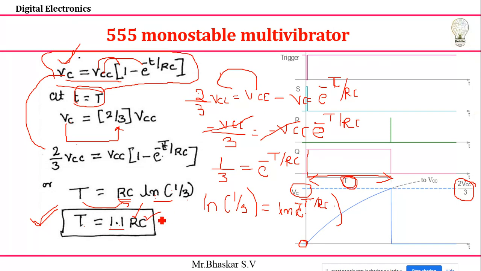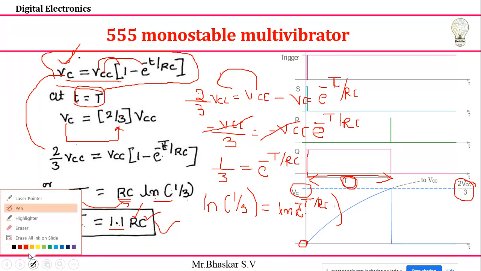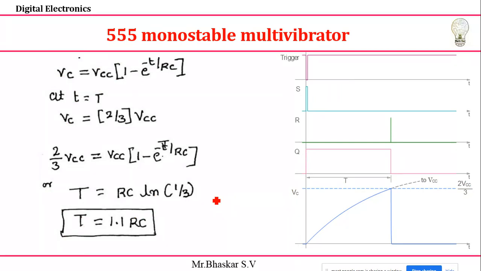Okay, this is the equation: T is equal to 1.1 times RC. Please remember this one. So this is the equation of that.